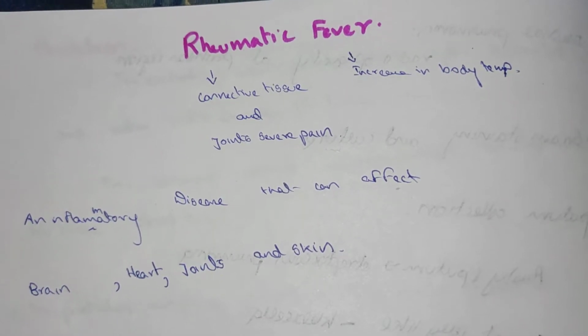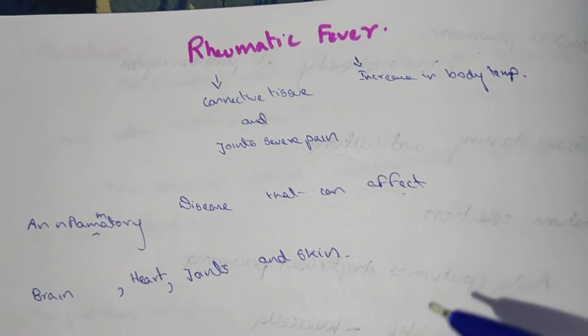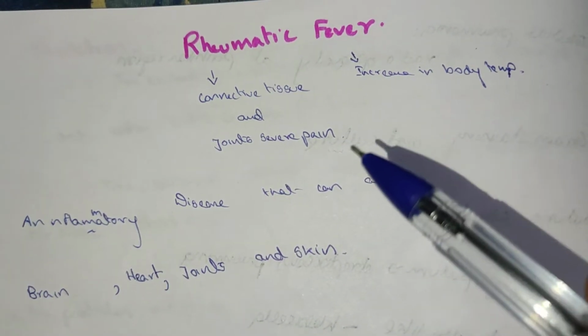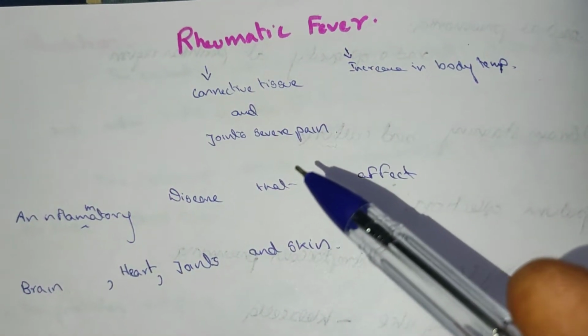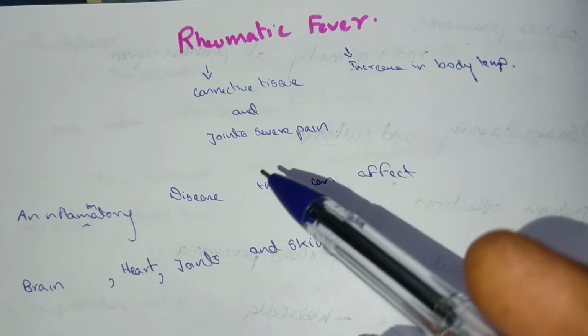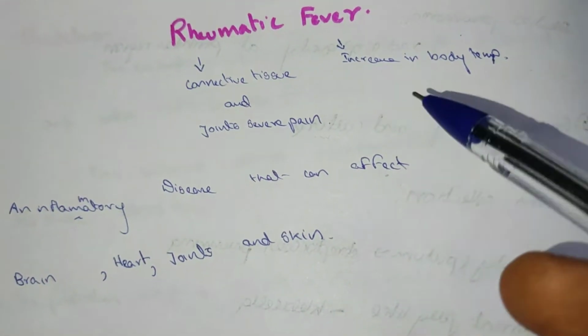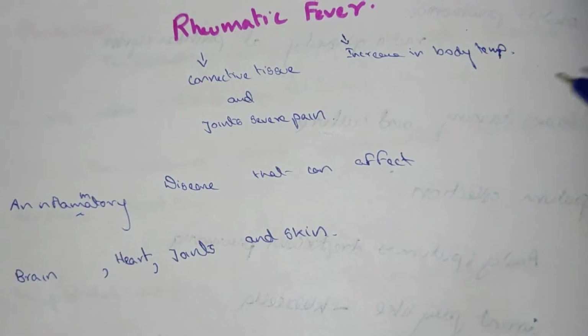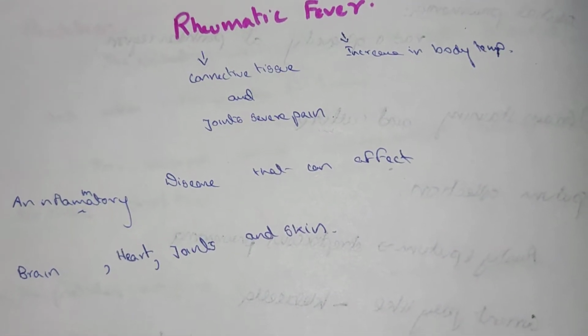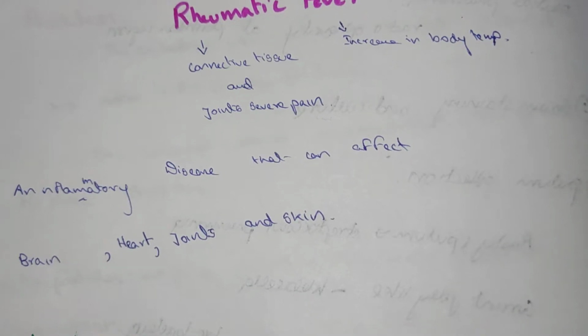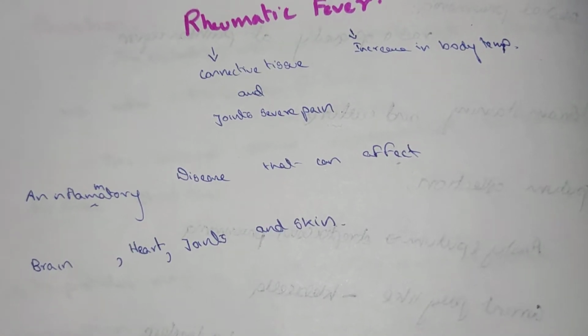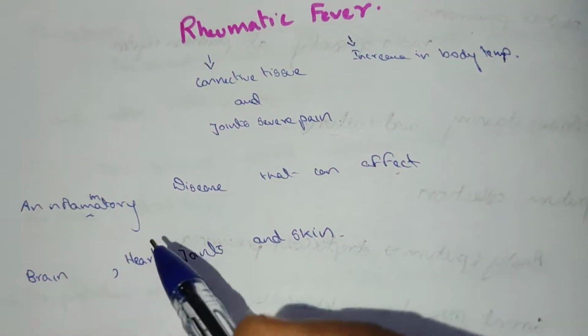In this video, we are going to see about rheumatic fever in English. The word rheumatic means connective tissue and joint severe pain. In the connective tissue as well as in the joint, there is a severe pain which is known as rheumatic. Fever is an increase in body temperature. Generally, we know that fever is a general increase of the body temperature due to entry of any microorganisms.